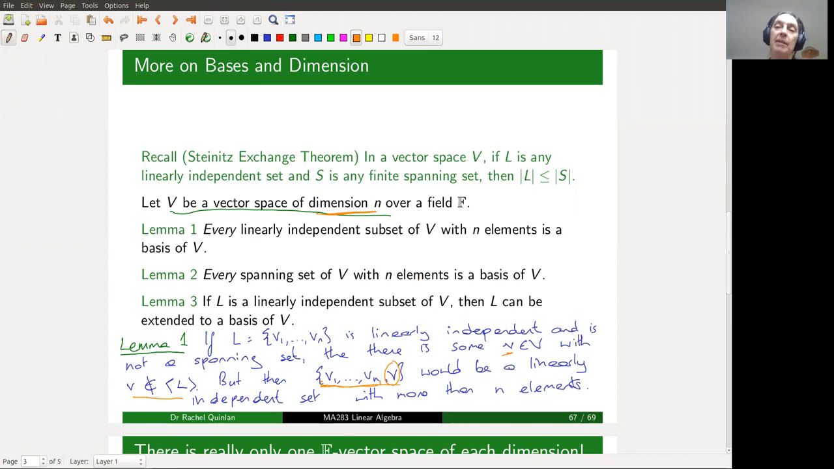So basically, these two lemmas, lemma 1 and lemma 2, are quite powerful in practical terms as well as in conceptual terms, because what they mean is that if you're in a vector space that you know has dimension n, and you have a set of n elements in your hands, you don't have to check both that it's a spanning set and that it's linearly independent in order to confirm that it's a basis. It's enough to check one of those two. If it has the right number of elements to be a basis, and if it's either a spanning set or linearly independent, then it is a basis. Each of those follows from the other one. They don't have to be separately checked.